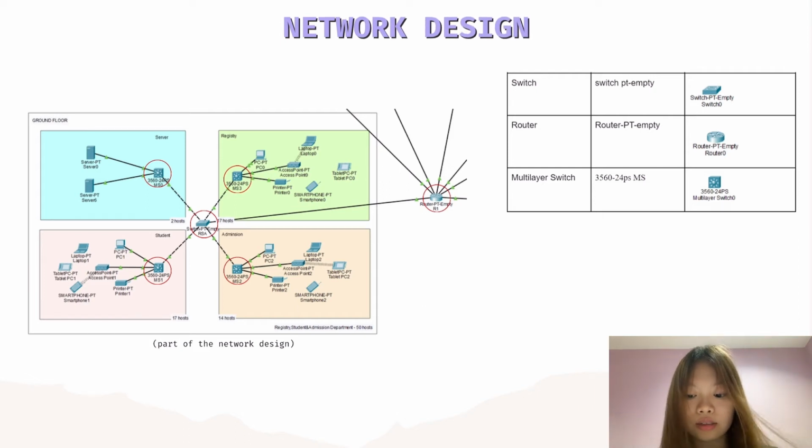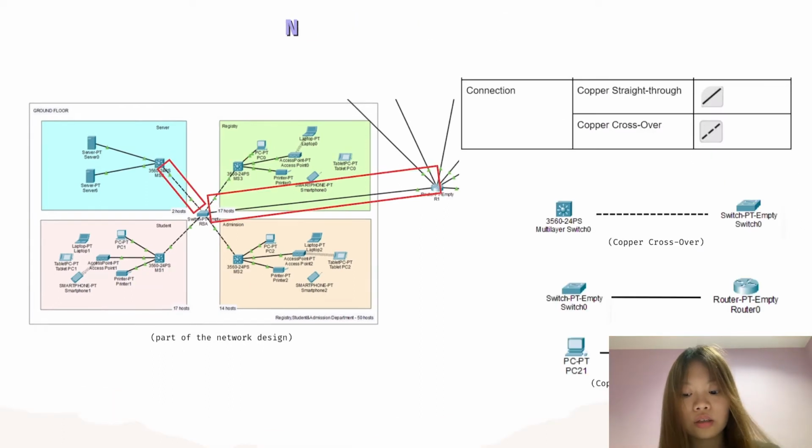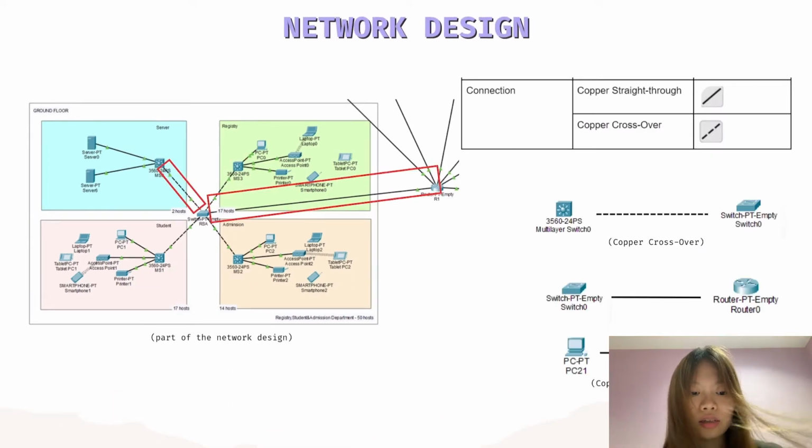As you can see in the network design, these are the switch, router, and multi-layer switch that we use: the 2960 switch, the 2911 router, and the 3560 24PS multi-layer switch. There are 2 connections we are using: copper straight-through and copper crossover. We use copper crossover between the multi-layer switch and switch. We use copper straight-through between switch and router, and also between the PC and switch.